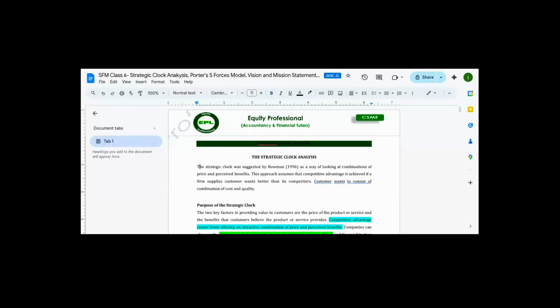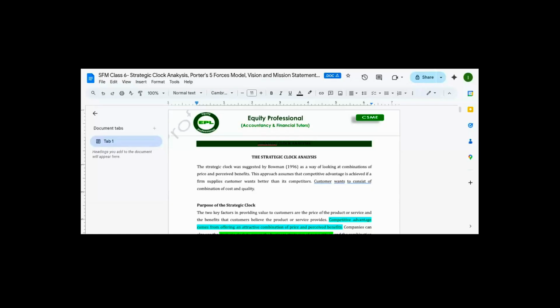So in a very simplified form, to start with, the strategic clock analysis was formulated or suggested by Bowman in 1996 as a way of looking at a combination of price and perceived benefit. So that statement informs us that the strategic clock analysis was postulated or formulated in 1996 by a strategic management scholar that we call Bowman. And he called this strategy a combination strategy.